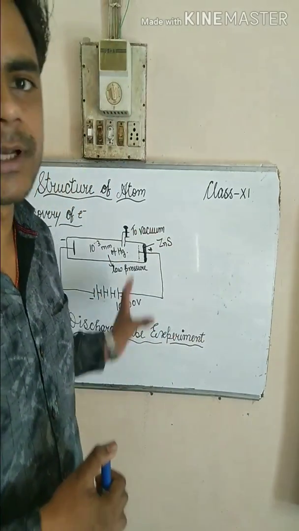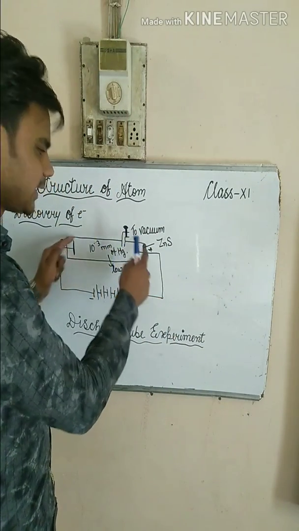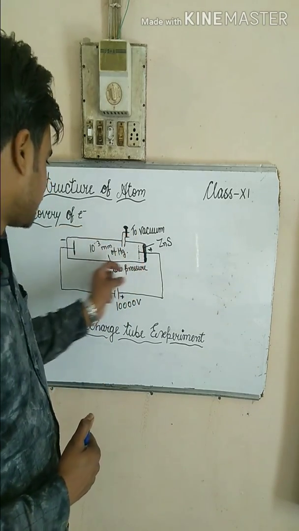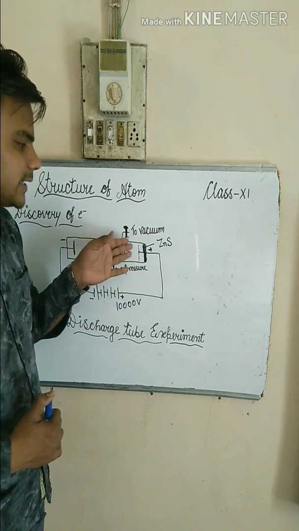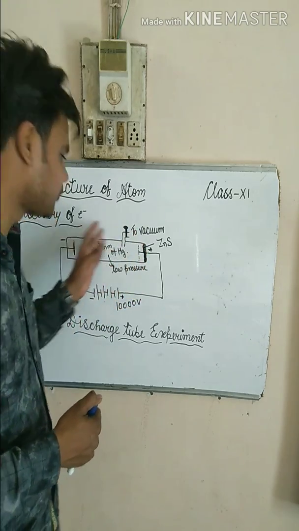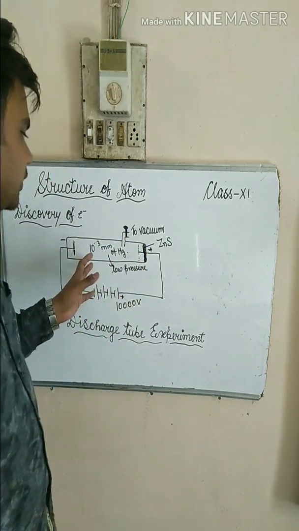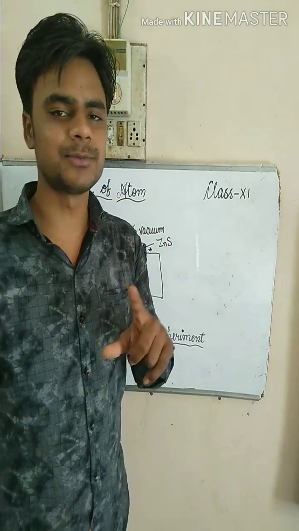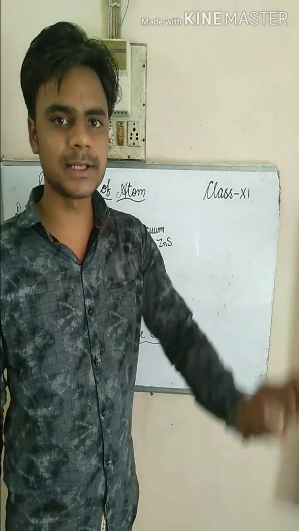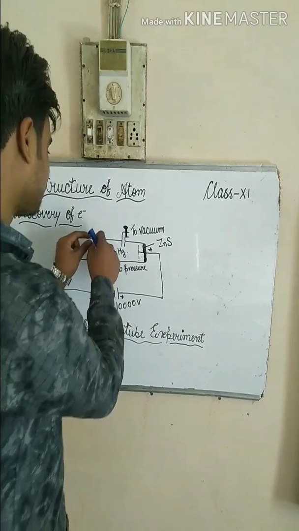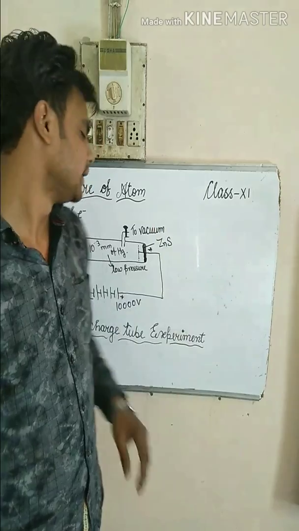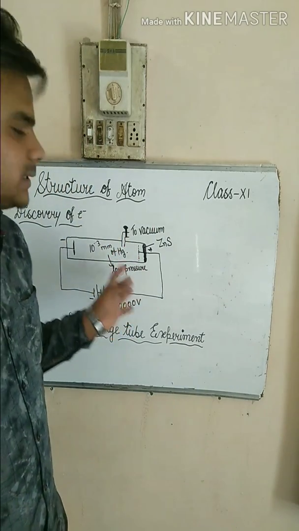This is the discharge tube experiment, and this cylindrical tube is known as the discharge tube. Another name for it is the cathode tube, and one more important name is the Crookes tube. I told you that not only J.J. Thomson worked on this; one of the scientists who worked with him was Crookes, and the cylindrical tube is named the Crookes tube after him. Now we'll come to the topic.